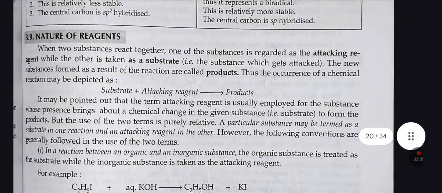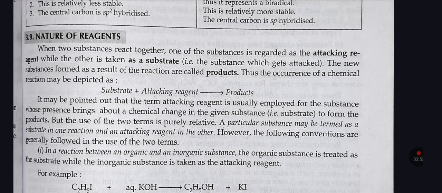Nature of reagents. When two substances react together, one of the substances is regarded as the attacking reagent, while the other is regarded as the substrate, that is the substance which gets attacked.